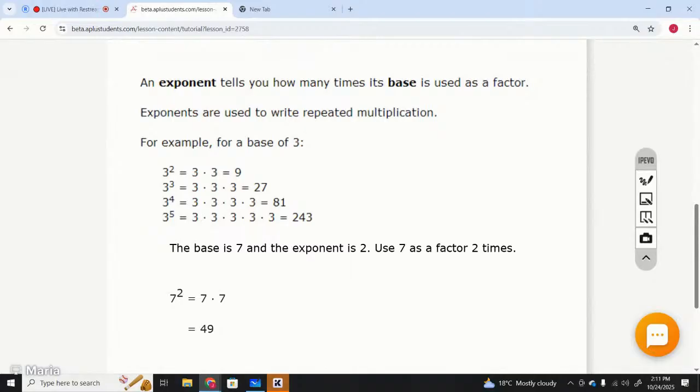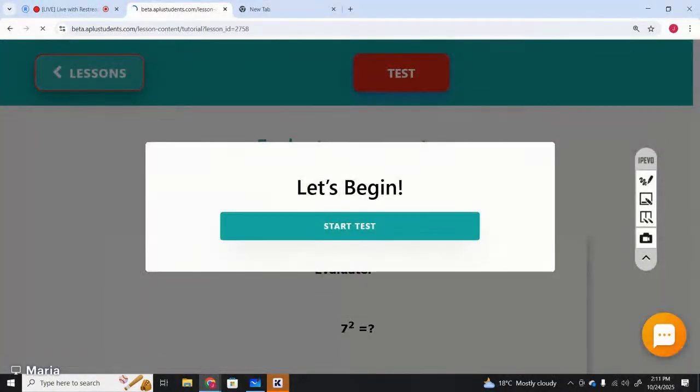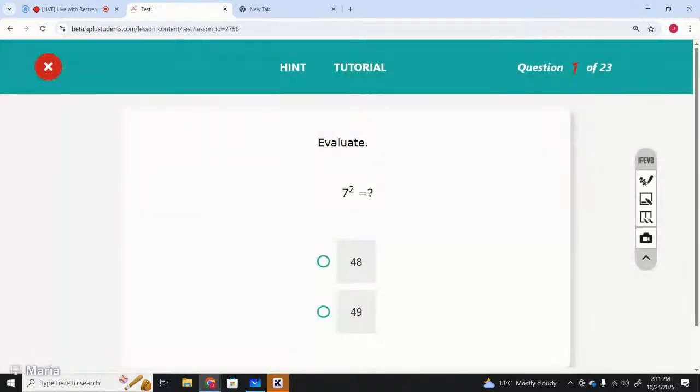Let's start with the test questions. 7 square. So you have to do 7 times 7, that is 49. Option number 2 is the correct option.